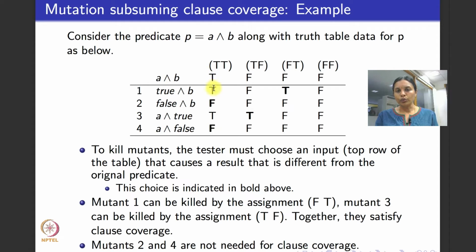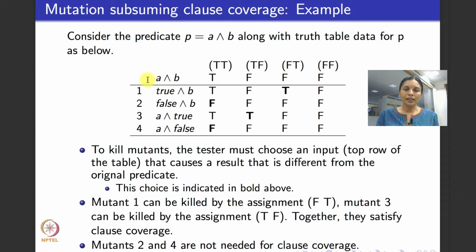Here both are true, not different. Here both are false, they are the same, again not different. Here the original predicate is false, but the mutated predicate is true. So the test case that will kill the first mutation makes A false and B true. Is that clear? So that's why it's been colored in bold here. It's been indicated in bold.